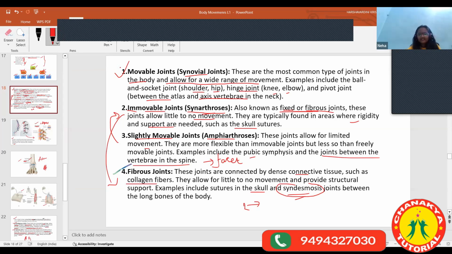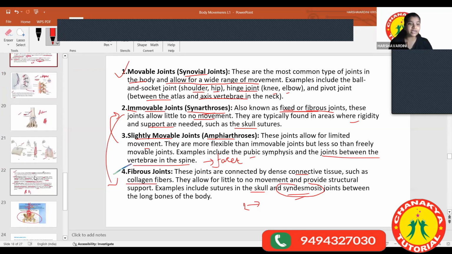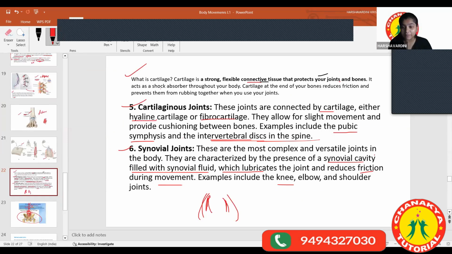Ma'am, but it's given in the movable joints. We are moving that, but the thing is we are not moving them very often. And one more important thing to notice is where synovial fluid will be there. See here, one line will be there. The joints reduce friction during the movement.